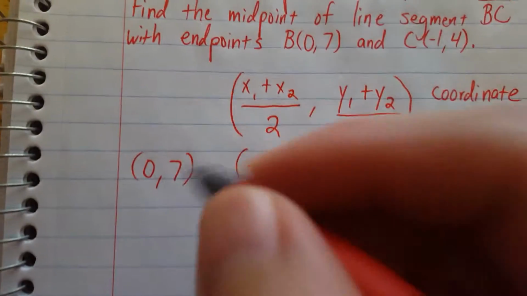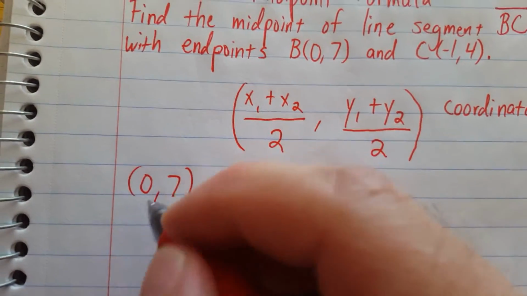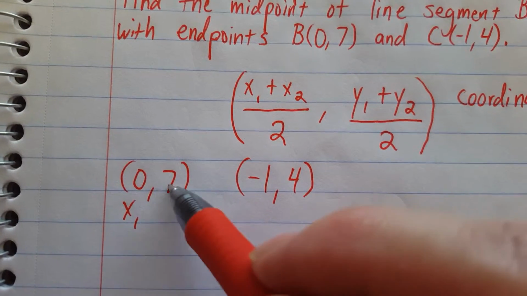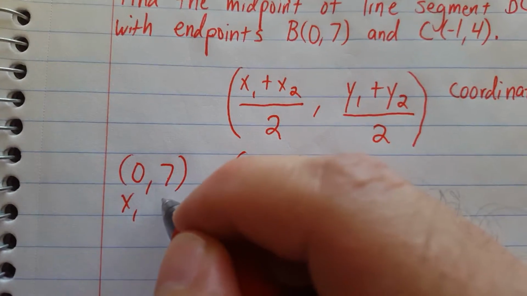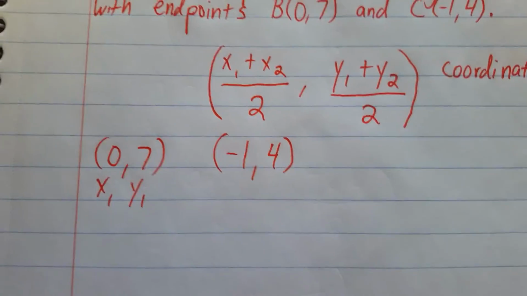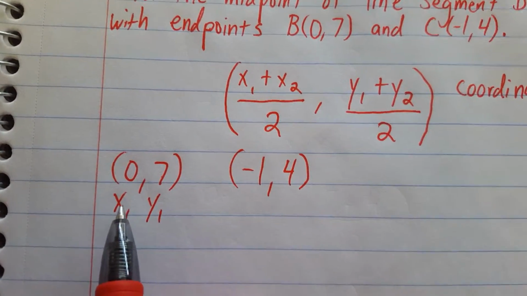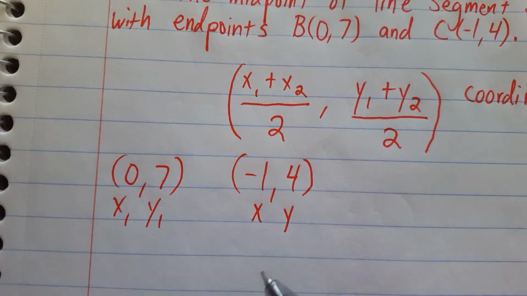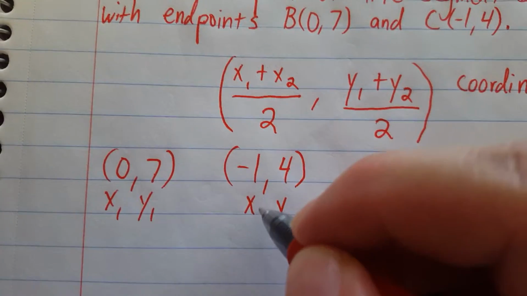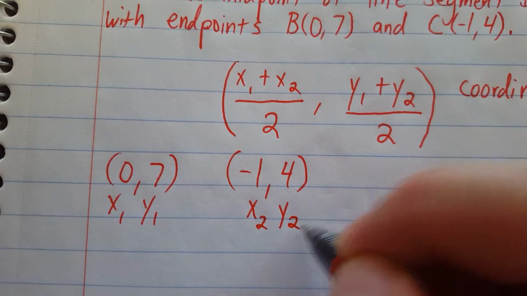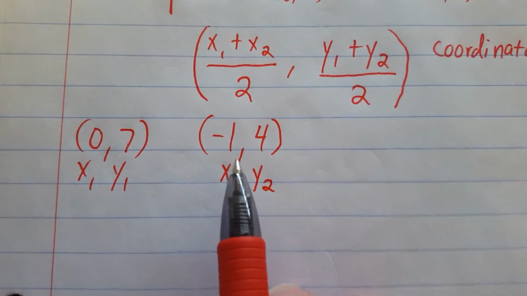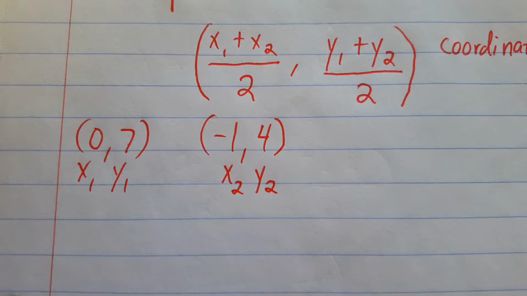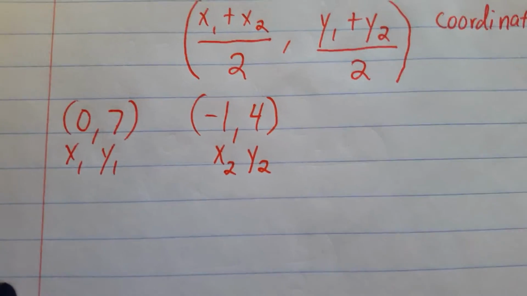So I can call this one x1, and if I do that, this one automatically has to become y1, not x2, because all points are in x, y format. So this one's also going to be x, y, but since I've already used up the 1s, this one is going to have the 2s. Now, it doesn't matter which one you call x1, y1. I could have switched this and I'd get the same result. So it's up to you.